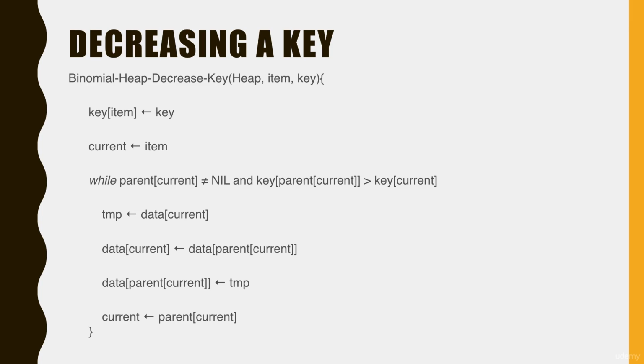As you can see, the key value is assigned to the key of item and then the actual item is assigned to the variable current, and we loop over by using the while loop. You take a temporary variable and assign the current value of the node to temp. And then basically you swap the values.